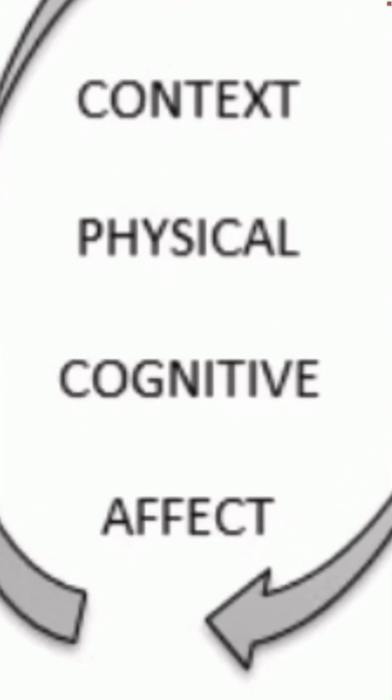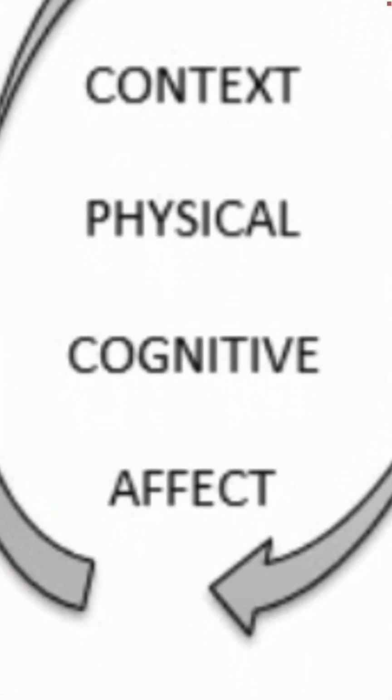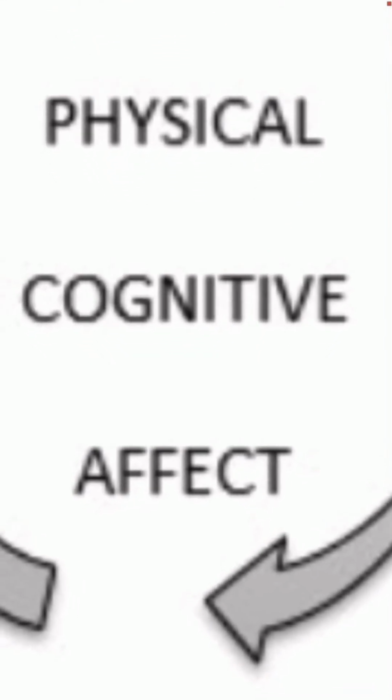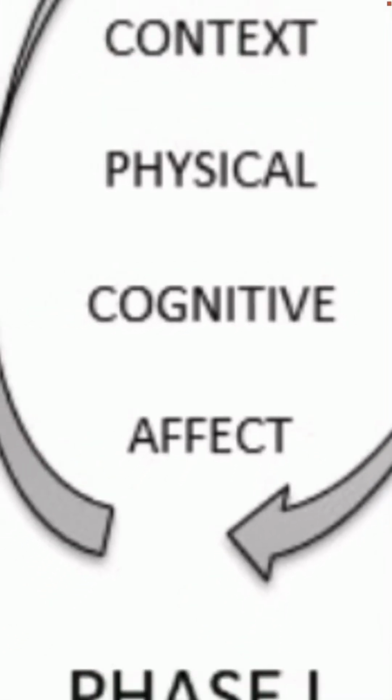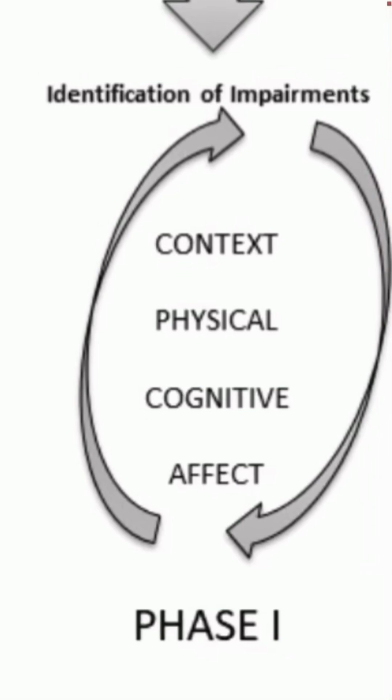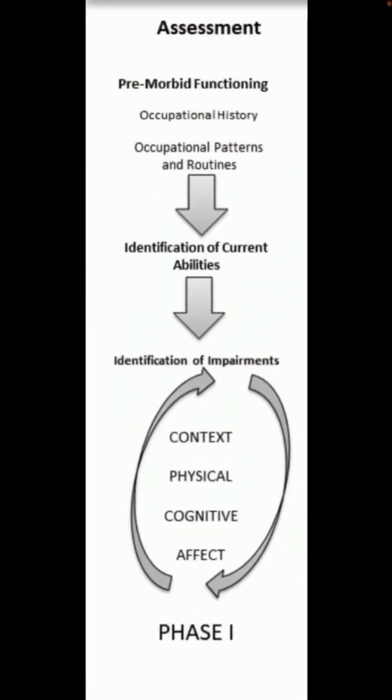Is it because of a physical problem? Is their endurance impaired? Is there a generalized strength difficulty? Is it because of a cognitive impairment? Are they acutely confused? Are they delirious, for example? Or is it because of an emotional problem, in which case they could be agitated, or there is some mental health or well-being concern? So you need to find out all of these things. And this is phase one, the assessment phase, right?